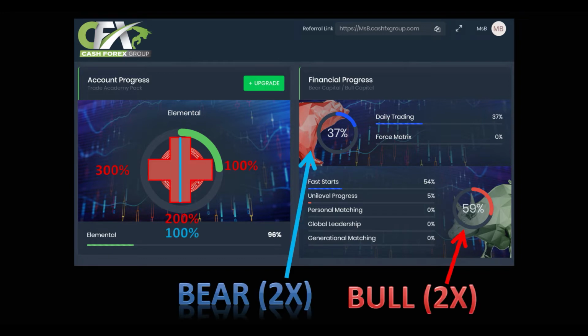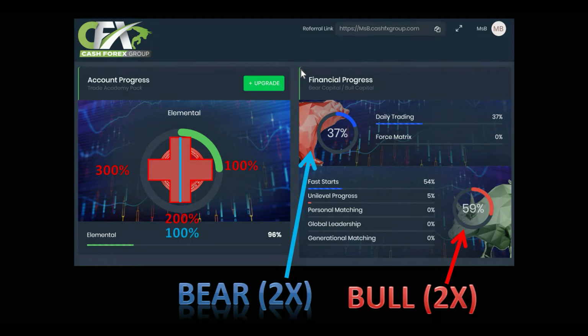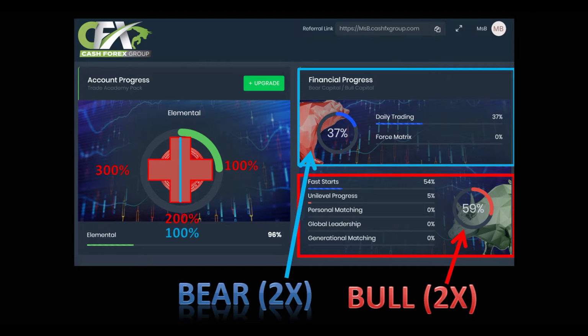So here you can see there's a lot of things going on, but please don't get overwhelmed. On the left hand side here, we have what's called our account progress. We'll call these compartments, and there's basically 3 compartments to our dashboard. So the first one being the account progress, which is on the left side here, and on the right side we have our financial progress, which is split up into 2 parts. The first part is the bear capital. You can see from the bear being there. And the next compartment is for the bull capital. And again, you can see the bull sitting there.